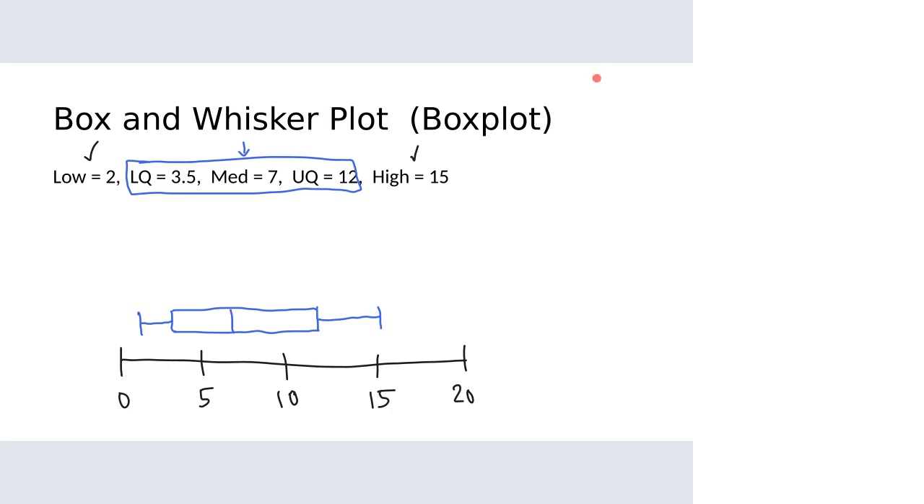And just to let you see how this thing works, we have our lowest number, our lower quartile, our median, our upper quartile, and our highest number. And so that's how we drew this box plot.